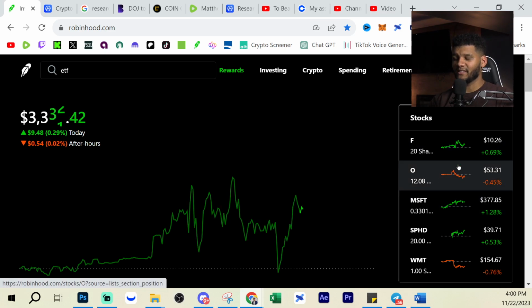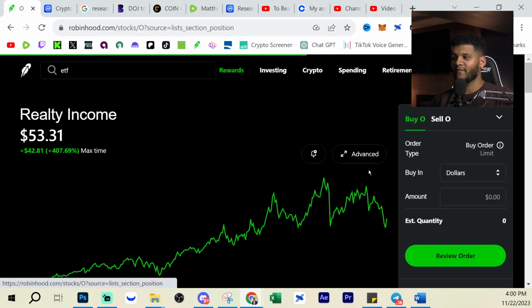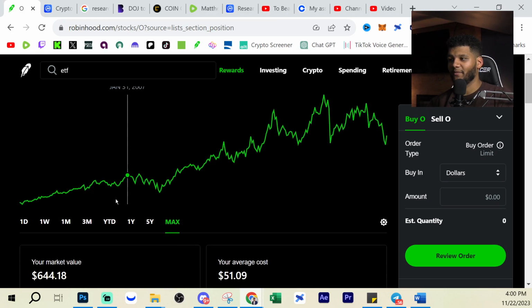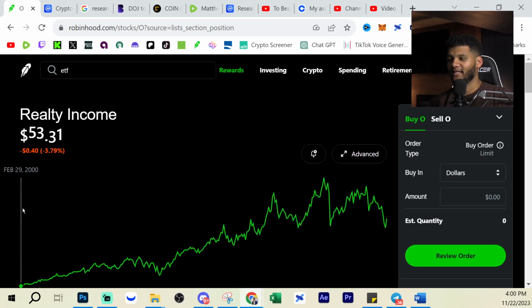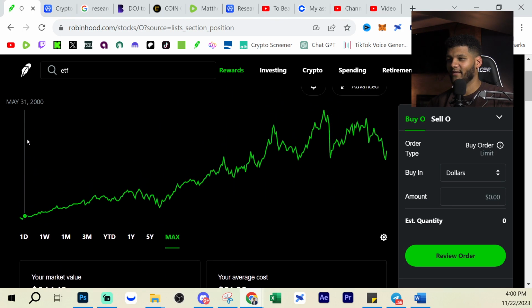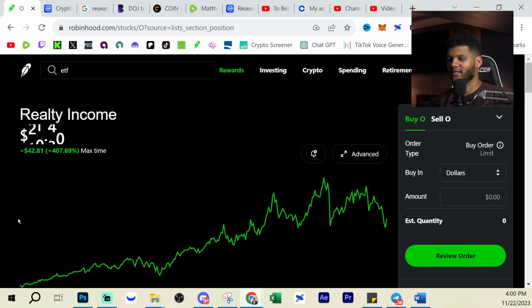And one that pays consistently, if we ignore all the other positions that I have, is ticker symbol O, Realty Income, which currently stands at about $53.31. If we look at the max time, it is up by 407%, up $42. For this, we're really looking at it from the 2000s, because that's where they're tracking it. So from the 2000s, we see that it has increased by over 400%.